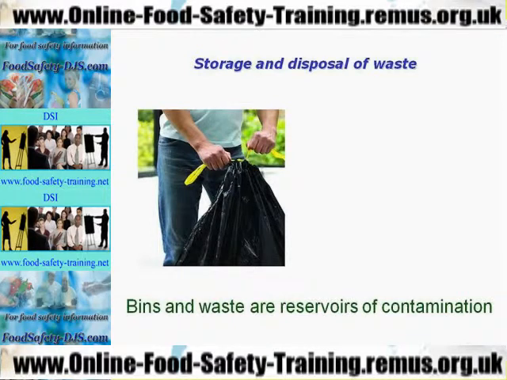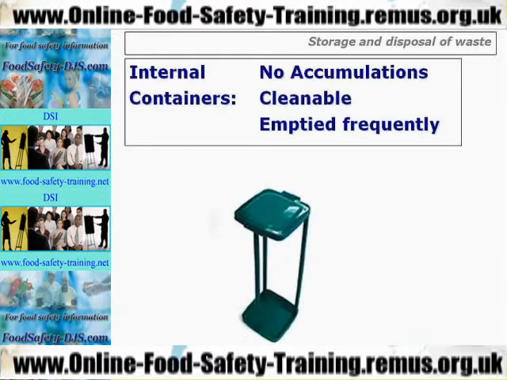Storage and disposal of waste. Bins and waste are reservoirs of contamination. First of all, let's look at internal bins or internal containers. There shouldn't be any accumulations outside the main bin, so everything goes into the main receptacle. They should be cleanable, preferably disinfectable, because disinfection will kill the spoilage bacteria that cause smells, which obviously could attract pests onto the premises. And they should be emptied frequently, certainly by the end of each shift, but frequently throughout the shift as well.